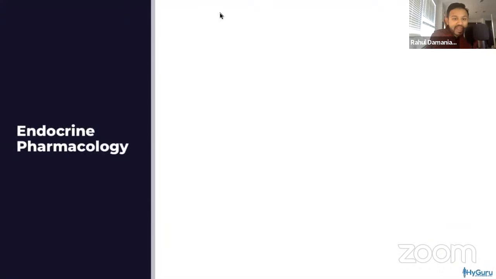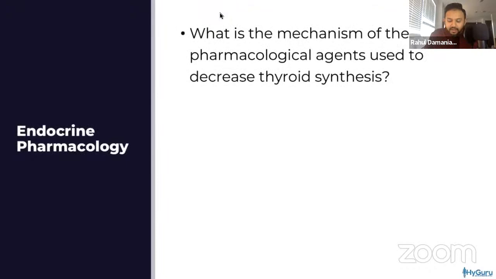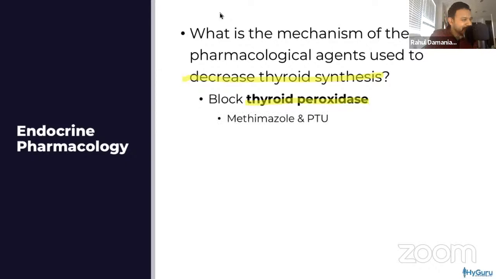All right, we have to integrate some pharmacology here. What is the mechanism of the pharmacological agents used in patients with hyperthyroidism to decrease thyroid synthesis? And that is going to be to block thyroid peroxidase. Remember, methimazole and propylthiouracil block thyroid peroxidase, and thus they are going to be used in the treatment for hyperthyroidism. Just to integrate, what do we use for the treatment for hypothyroidism? We give them thyroid hormone.